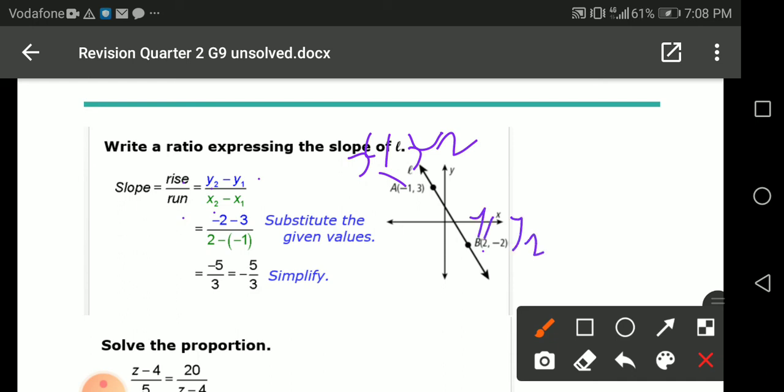Let's now substitute in the numbers. Y sub 2, negative 2 minus 3, all over 2 minus negative 1. We draw the bracket. Negative 2 minus 3 gives me negative 5. Then 2 minus a negative becomes times, and negative times negative gives positive, so 2 plus 1 gives me 3. So we have negative 5 over 3.